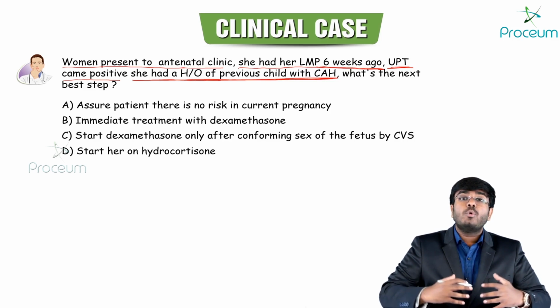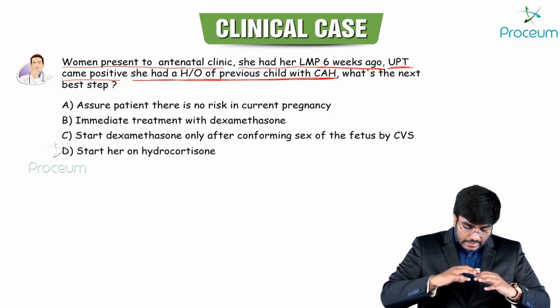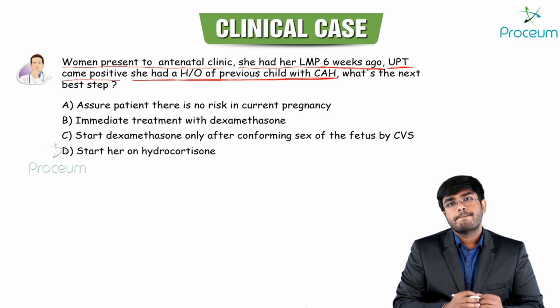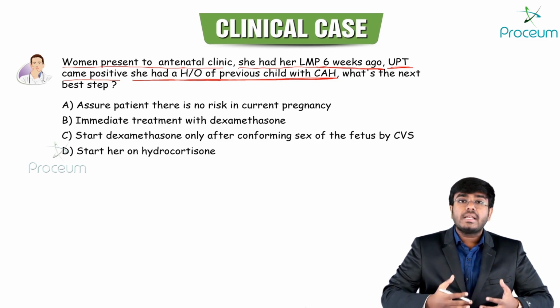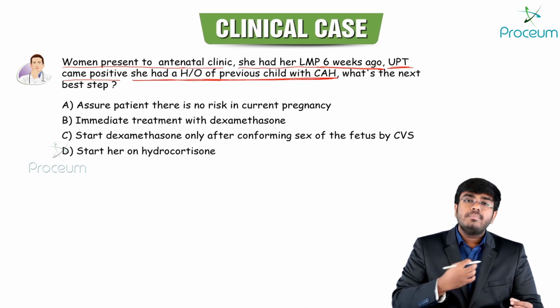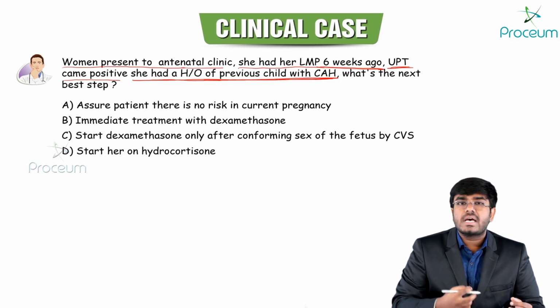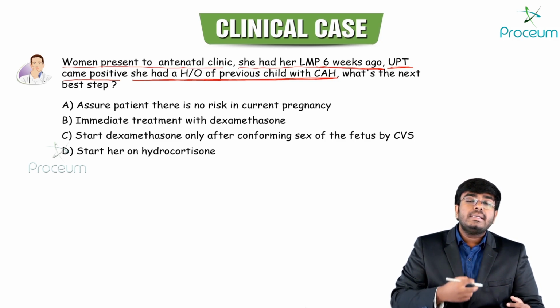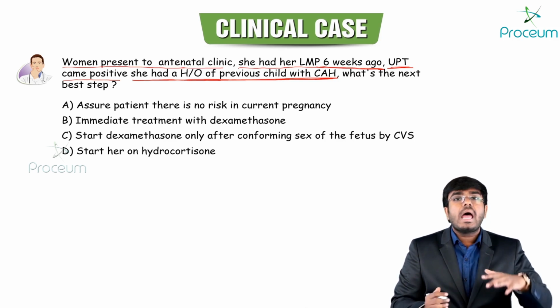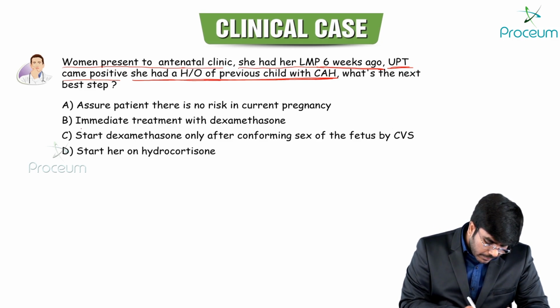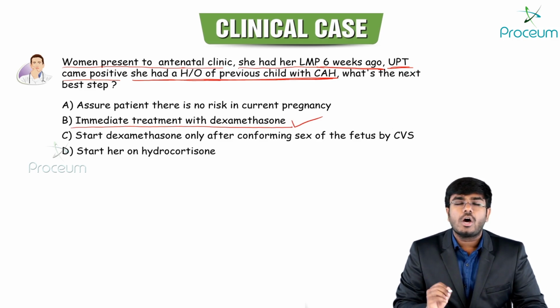Now she is worrying about the current pregnancy, that even this baby might have congenital adrenal hyperplasia. So how to prevent congenital adrenal hyperplasia in the upcoming child? We all know, keep this woman on dexamethasone. This dexamethasone crosses the placental barrier, enters the fetal circulation, and suppresses the ACTH. So the best option is immediate treatment with dexamethasone. Okay, this is the better option.